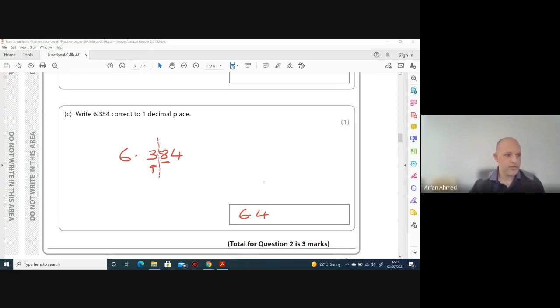That's to do with rounding. So if you're not sure, do look up rounding decimal places. Let's move on. Where's my mouse gone?